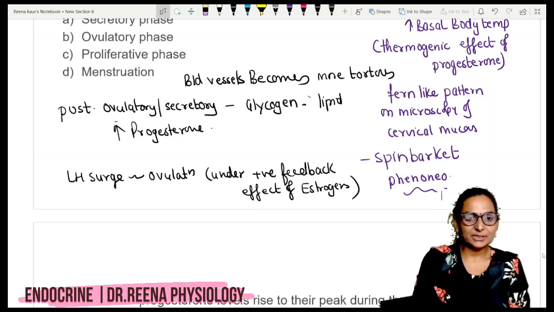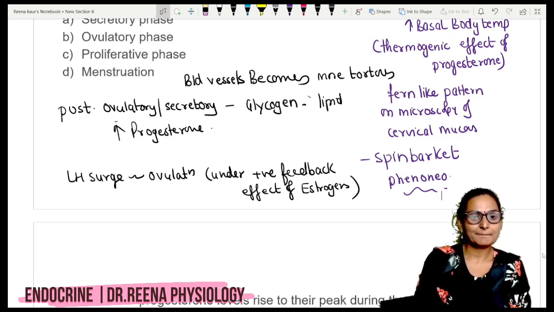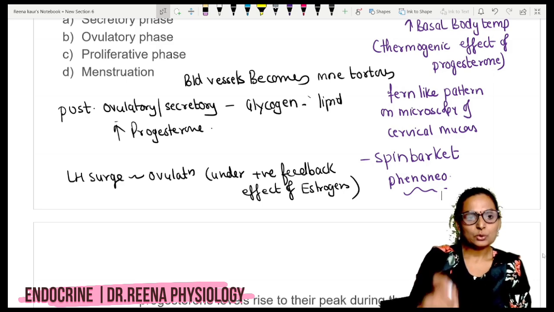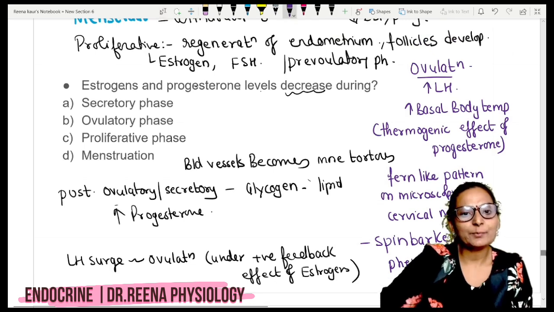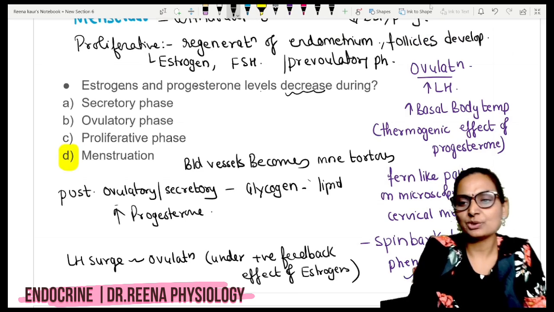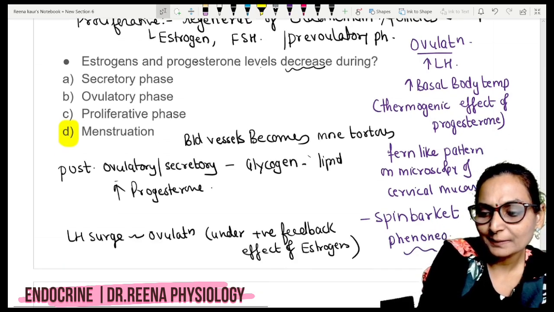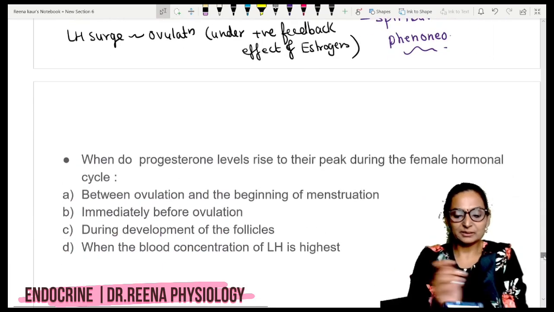So pre-ovulatory estrogens, post-ovulatory progesterones, LH only during ovulation, and FSH more in the proliferative phase. So we are done with the first answer. That is, estrogen and progesterone levels will decrease during menstruation. Both of them are never increased at the same time except in pregnancy. Okay, they are never increased at the same time.